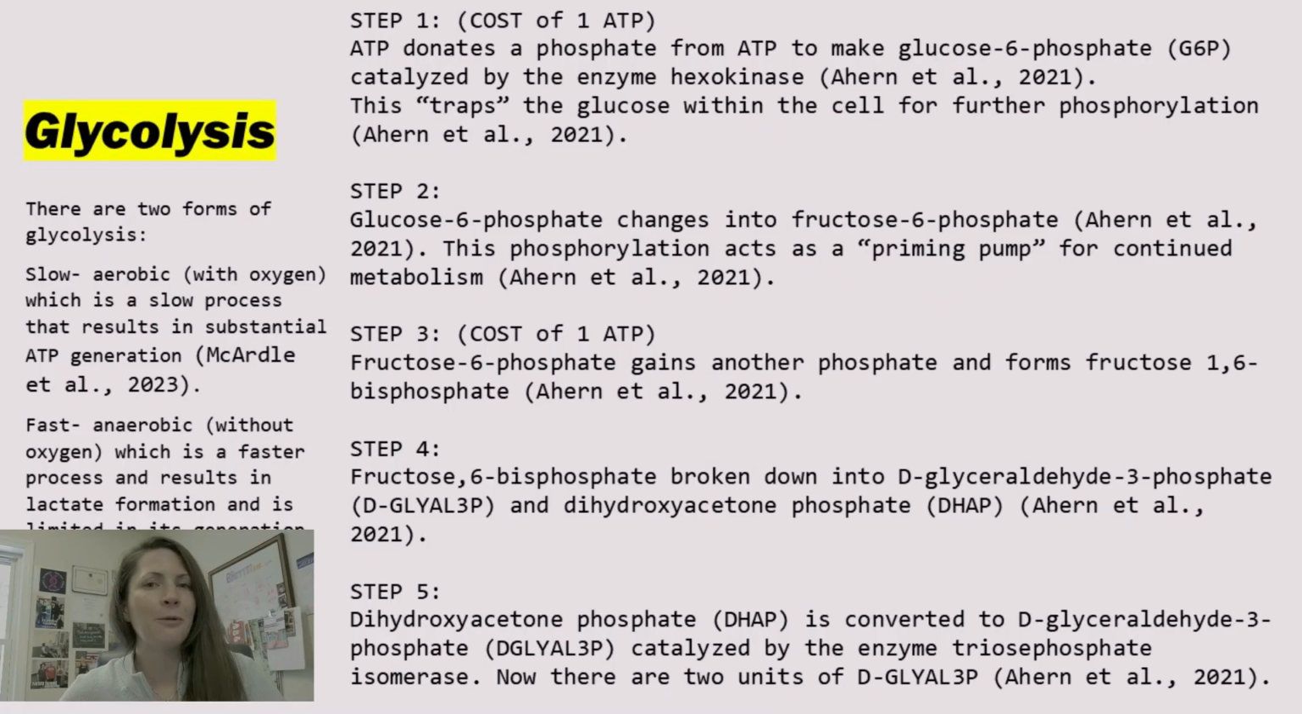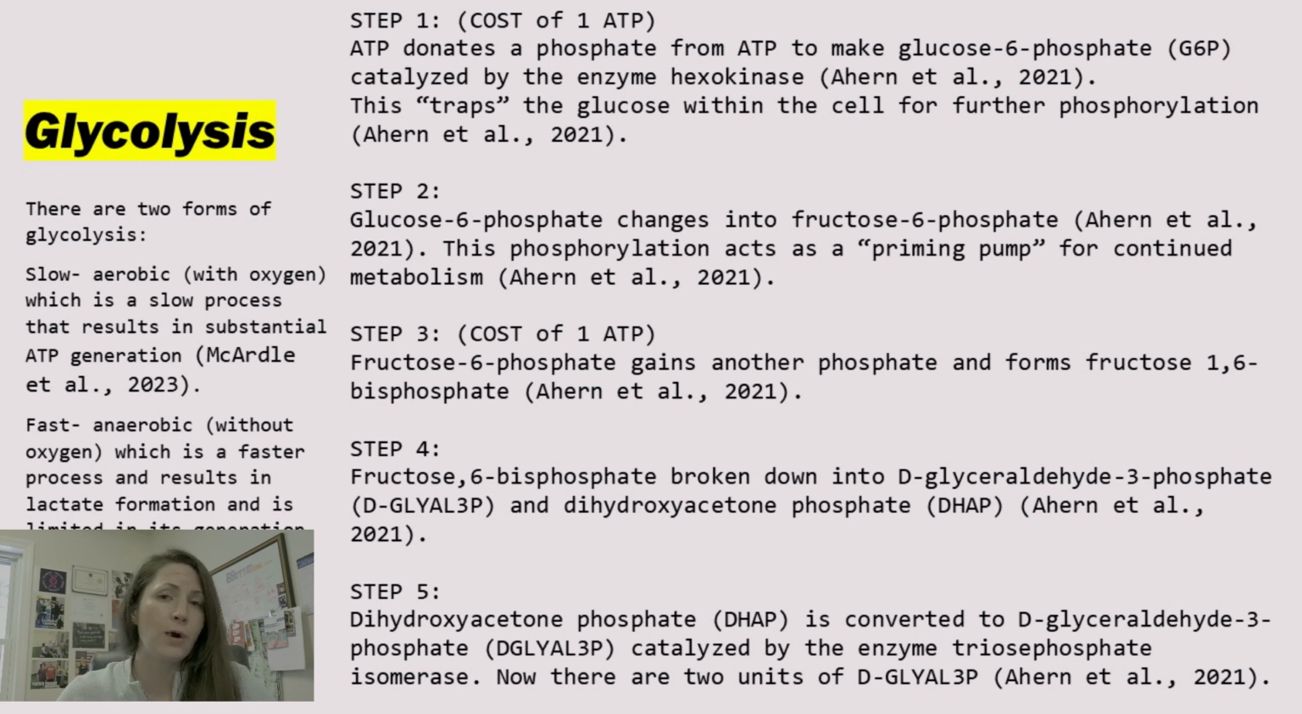In this slide, we're going to be talking about the first 5 steps of glycolysis. Again, we talked about glycolysis being able to happen in either an aerobic, with oxygen, or anaerobic, without oxygen, environment. When it is aerobic, it is a little bit slower of a process, but it does produce a substantial amount more ATP than in an anaerobic setting without oxygen, though that is a much quicker form of ATP production when it comes to glycolysis.